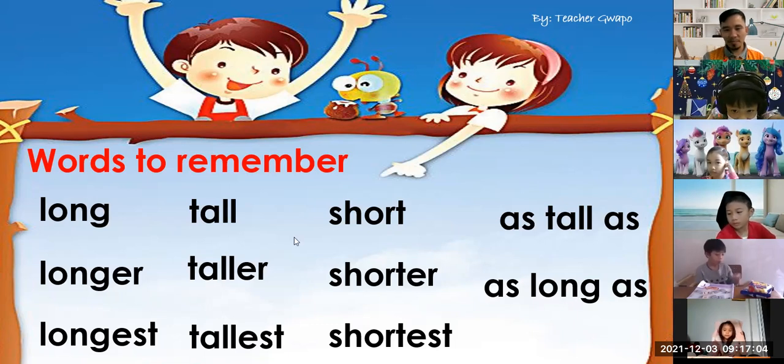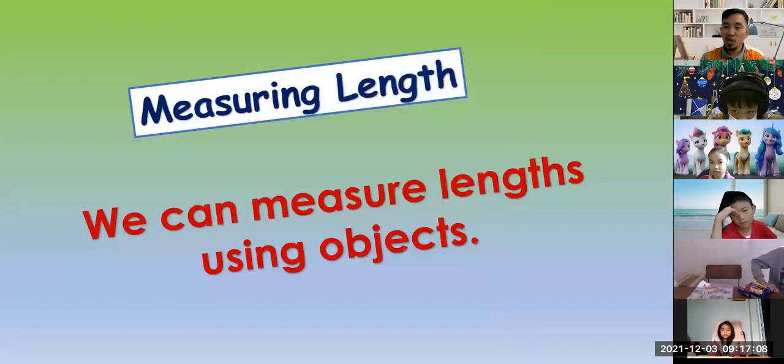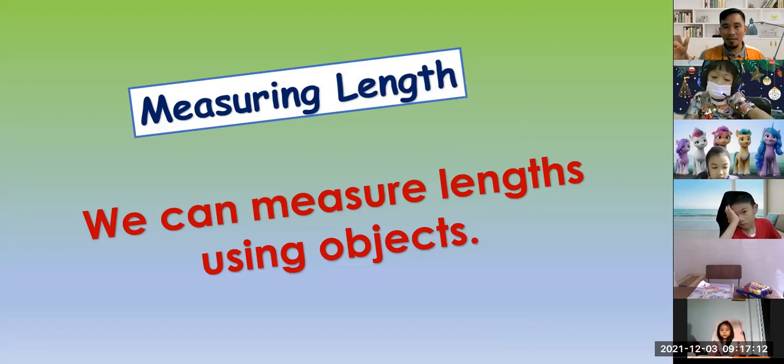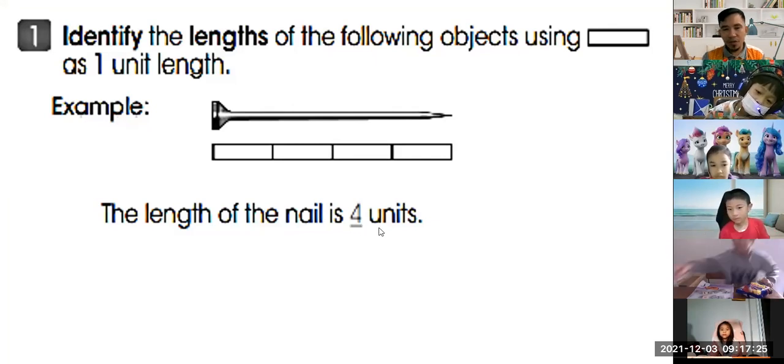Now here, measuring length. We can measure length using objects, and we will also measure the distance between one object and the other objects. So everybody, it's a quick review about this. Here, the length of the nail is 4 units. 1, 2, 3, 4. 4 units, right?